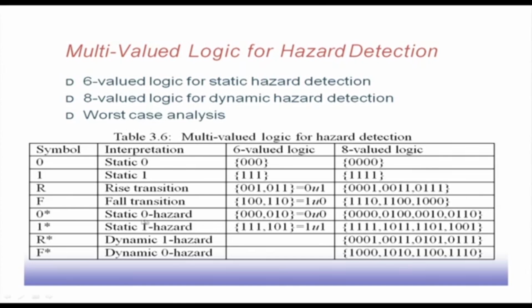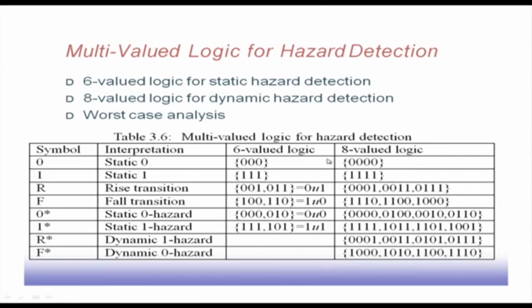So, static 0 hazard means you are getting a 0 at the beginning, getting a 0 at the end, but in between you may get a 0 or you may get a 1. So, when you get this 0 u 0, that represents a static 0 hazard, and this 1 u 1 represents a static 1 hazard. So, first one is static 0 hazard and this is static 1 hazard.